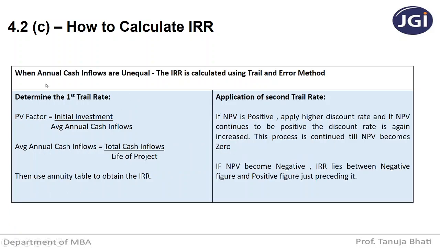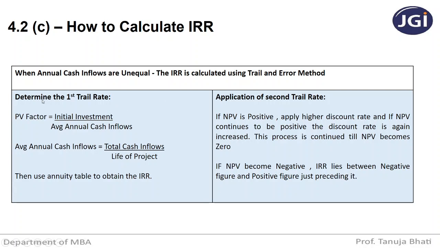Moving ahead, how to calculate IRR when the annual cash inflows are unequal. You will be using the trial and error method. First determine the first trial rate. Always remember, when they are asking you to calculate IRR and the cash inflows are unequal, you have to always use the trial and error method. Under trial and error method, you need to take two rates. Determine the first rate and then apply the second rate.